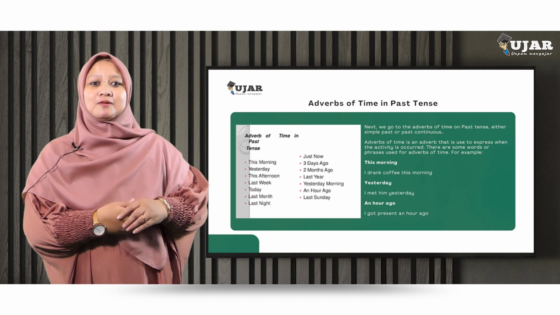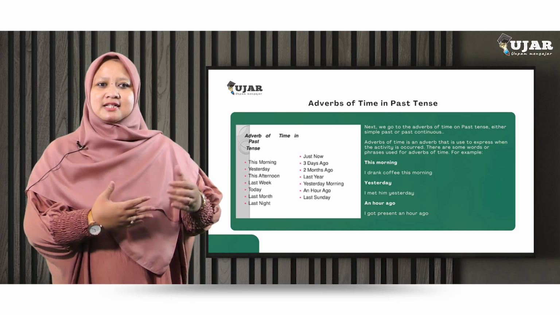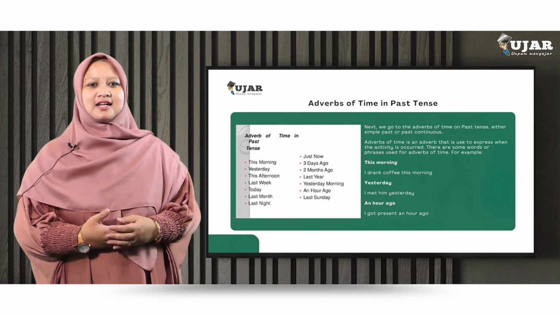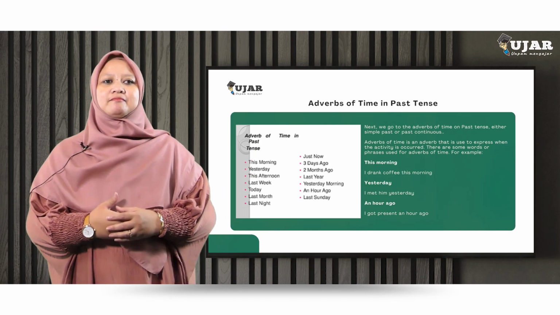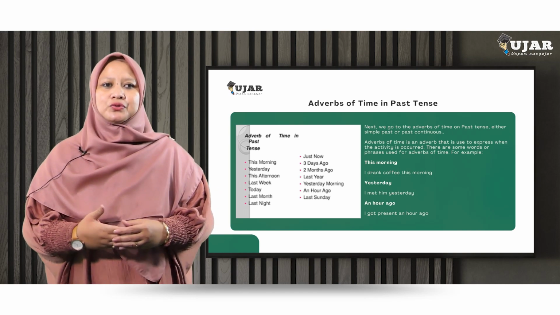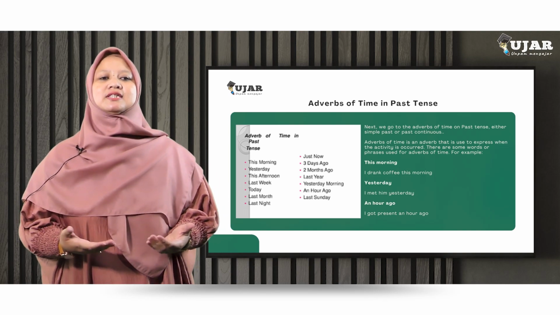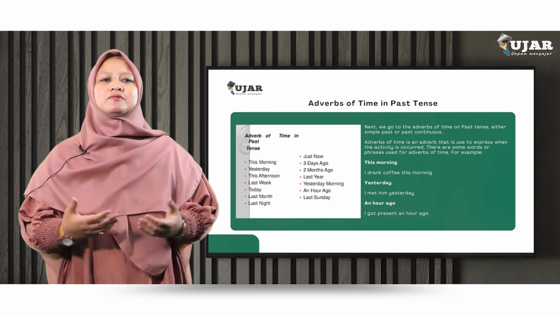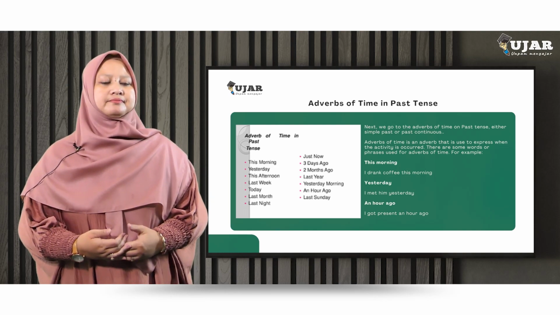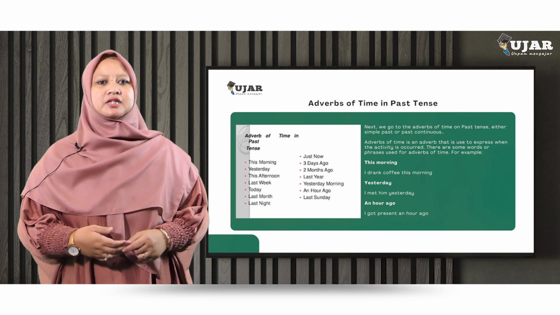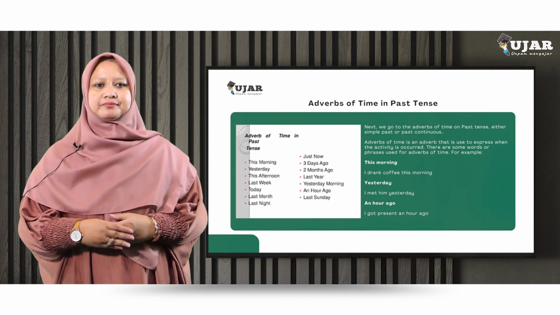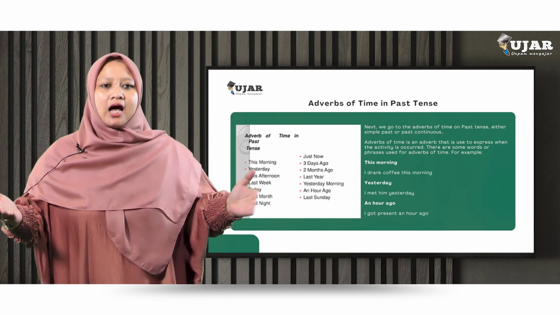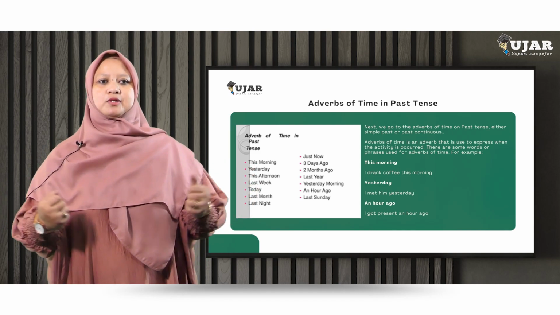Next, we go to the adverbs of time on past tense, either simple past or past continuous. All right. Adverb of time is an adverb that is used to express when the activity is occurring. There are some words or phrases used for adverbs of time. For example, this morning. I drank coffee this morning. Yesterday. I met him yesterday. An hour ago. I got a present an hour ago.